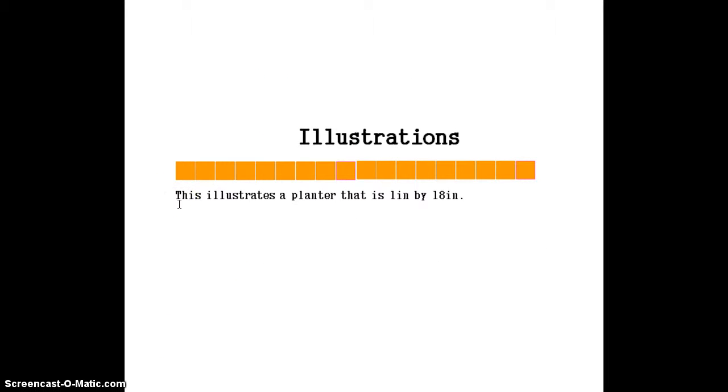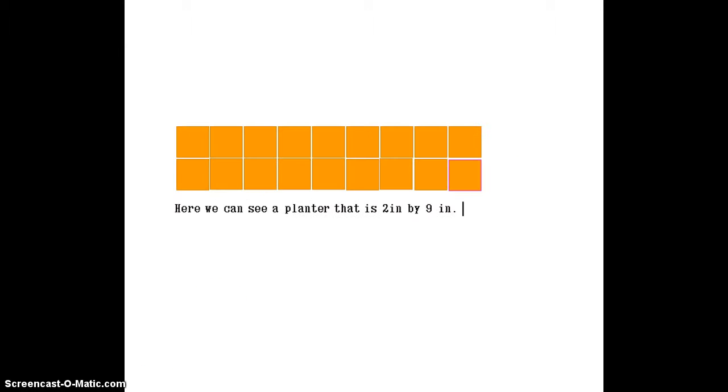Now let's take a look at what these would look like in an illustration. Here's what a planter would look like that was 1 inch by 18 inches, or 1 unit times 18 units. Obviously this wouldn't be very practical to use as a planter, so Miss Sandra might not want to use that. Here we can see a planter that is 2 inches by 9 inches. And as you can tell, there's still 18 square inches because we used multiples of 18.